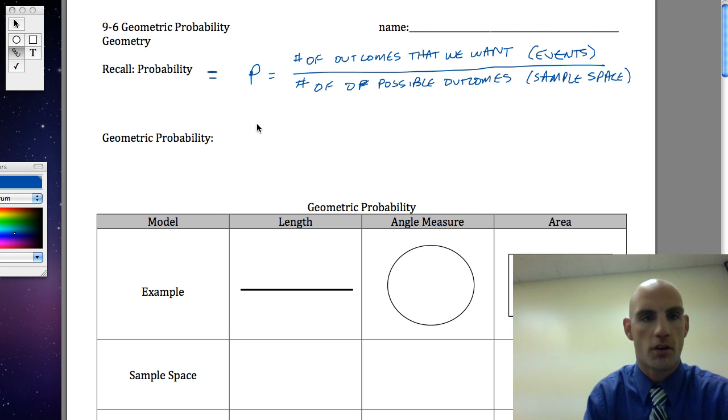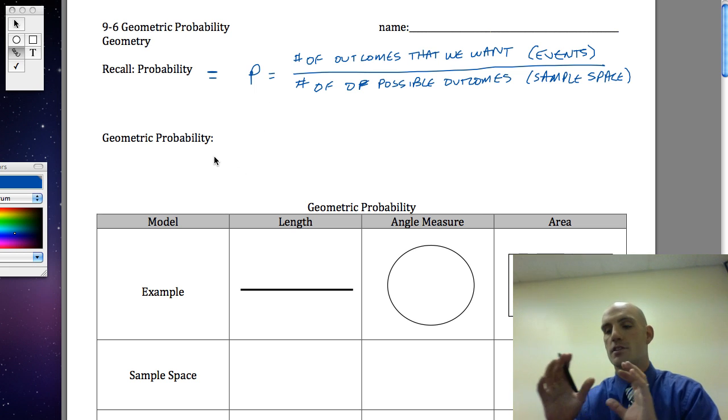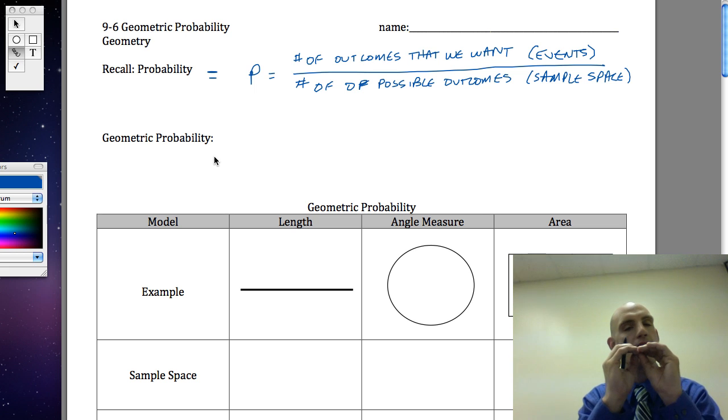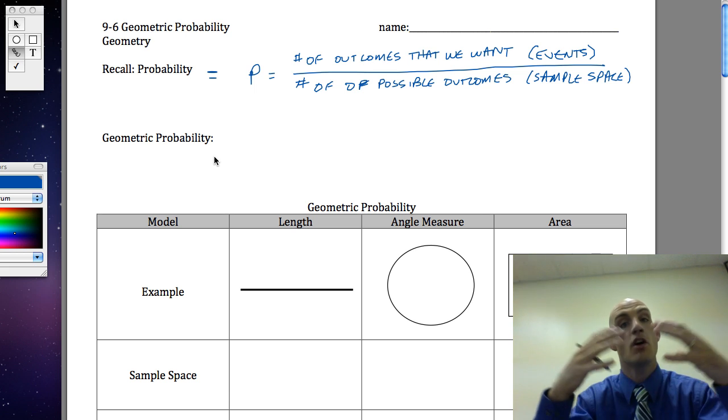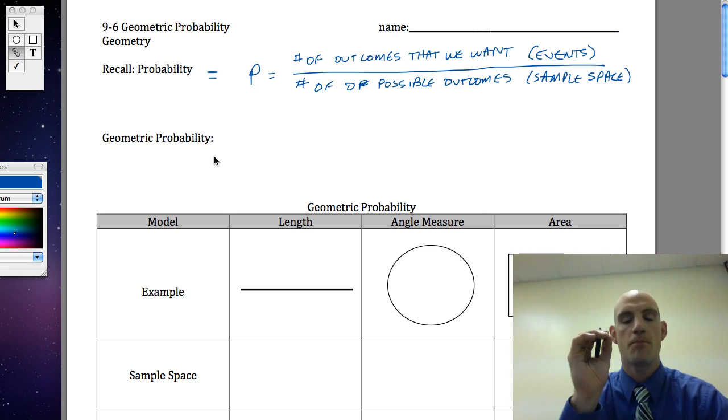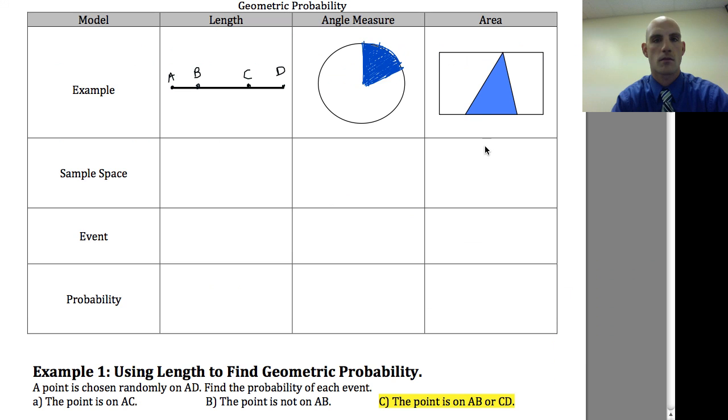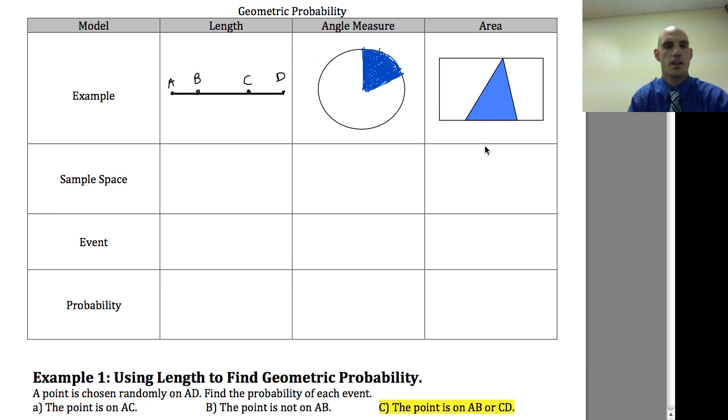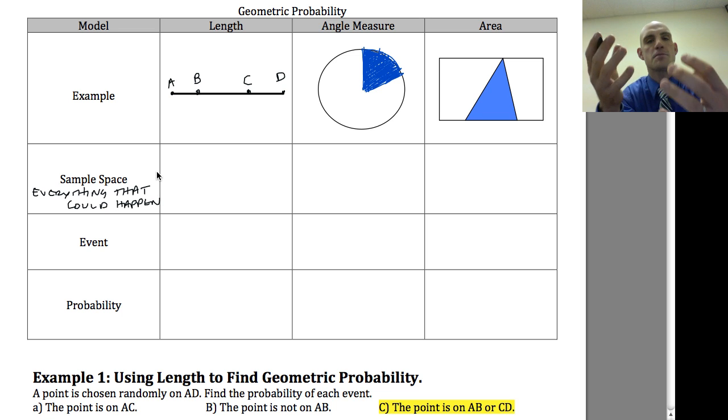6. Okay? So geometric probability is going to lead us into a discussion of what it is when we define what we want and when we define what is possible. We're going to do that with length, angle measure, and area. Let's just look at an example of this. The sample space is everything that could happen. In the case where I had the die, everything that could happen was 6 things.